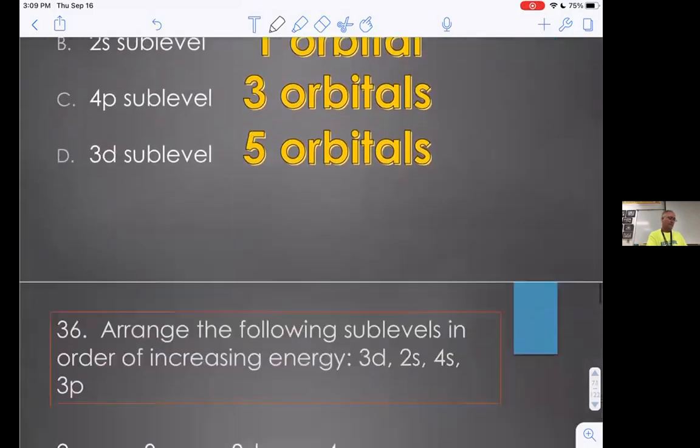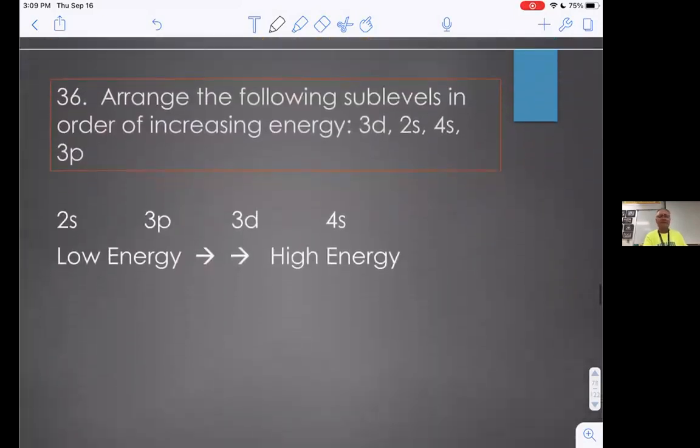So there we go. On 36, it said arrange the following sublevels in order of increasing energy. So you would go from something that's close to the nucleus to something that's further from the nucleus. You can also just look at the energy levels. You have a 2, a 3, and a 4. They would be in that order. But as far as assigning them, you would assign in the 3p before you assign in the 3d. We'll do that today with electron configurations. So the 3p is actually lower in energy than the 3d.